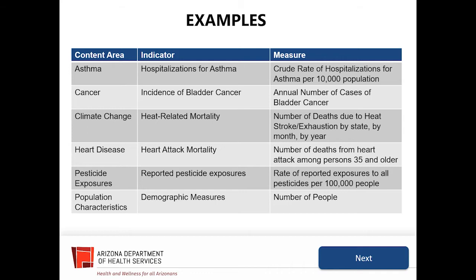Some specific examples are shown here. If you're interested in looking at cancer, you could search for cancer data by incidence of bladder cancer, which would give you the annual number of cases of bladder cancer in a given time frame.